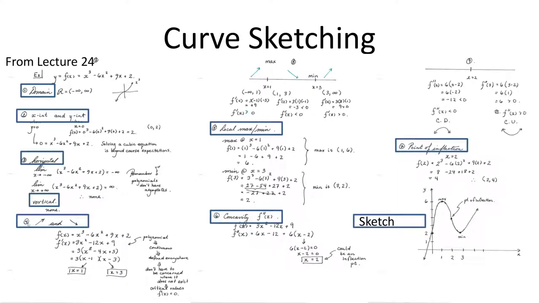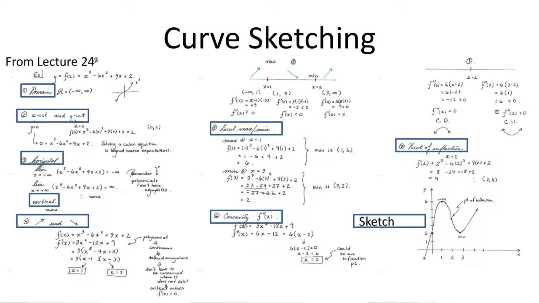Number four, we have where it's increasing and decreasing, on which intervals. Number five is also local min and max. So again, from number four, we actually find critical points. And from number five, we can look at the behavior around those critical points to deduce if they are maximums or minimums.